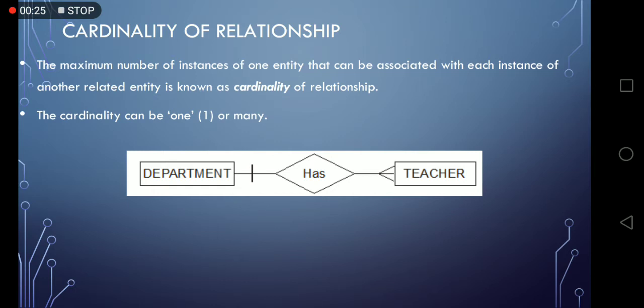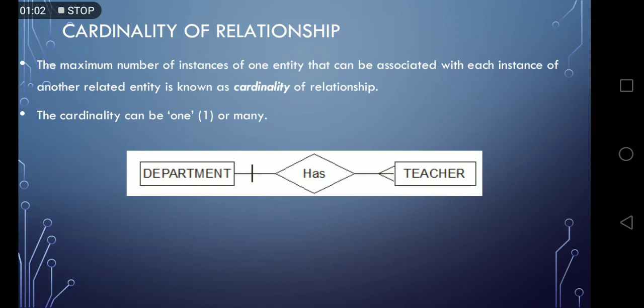The maximum number of instances of one entity that can be associated with each instance of a second related entity is known as the cardinality of the relationship. Cardinality can be one or many. The cardinality 1 indicates a single instance of an entity. It is denoted by a small vertical line on the relationship line next to the first entity or before the second entity.